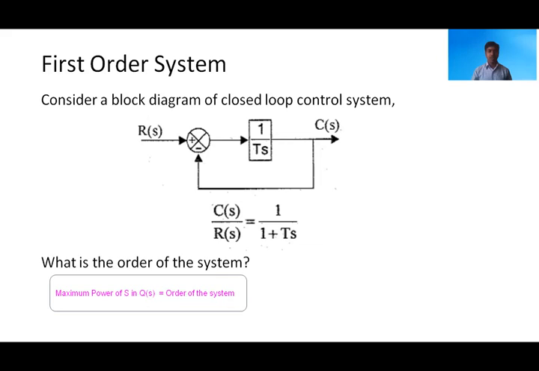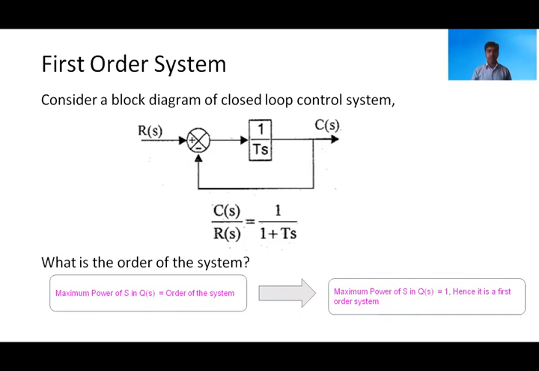Now, we will find what is the order of this system and cross verify whether it is a first order system or not. By the previous explanation, the power of S in the denominator term indicates the order of the system. Here, in the transfer function, the denominator is 1 plus Ts. So yes, power is 1. So it is first order. The order of the system is 1. That is how to find the order of the given system.